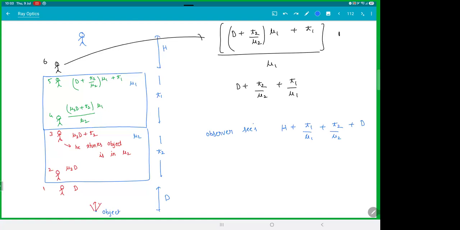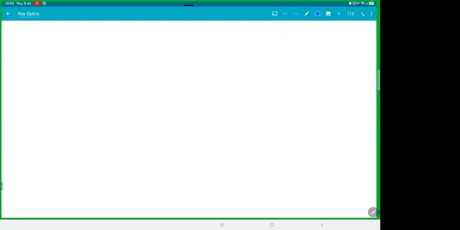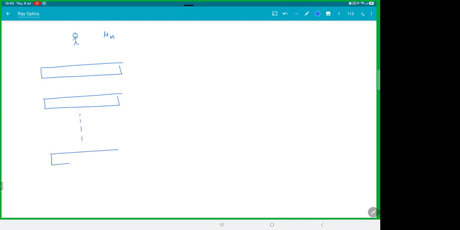So now we can extend this formula. I can make it more generalized. So let's say we have an observer standing in a medium mu_m. And let's say we have multiple slabs. And there's a distance also between them. And let's say this is the object here.